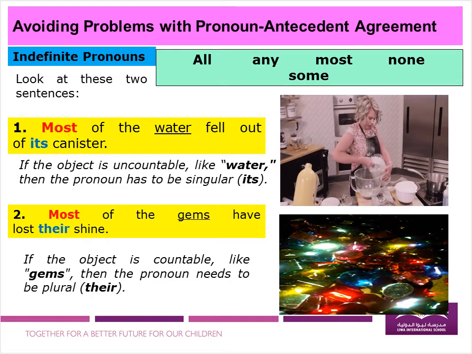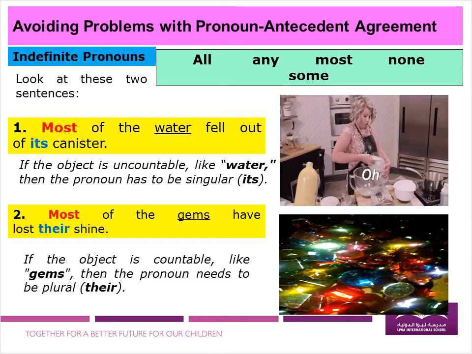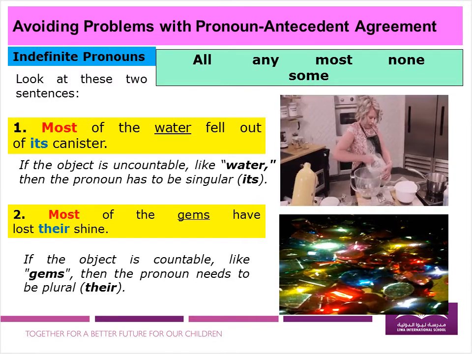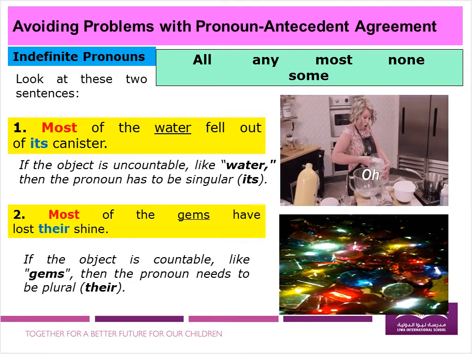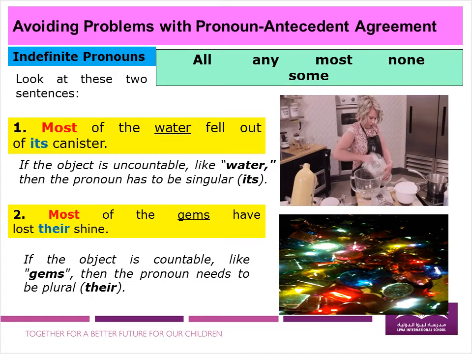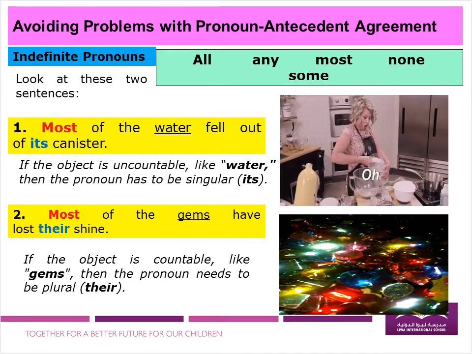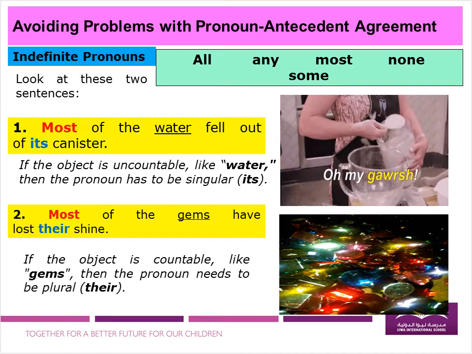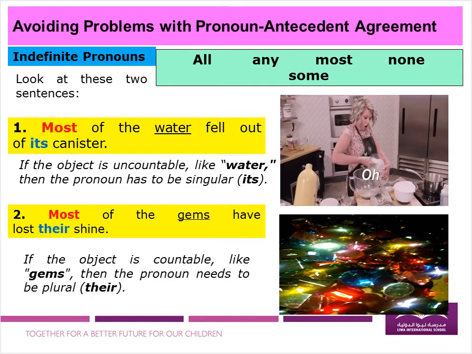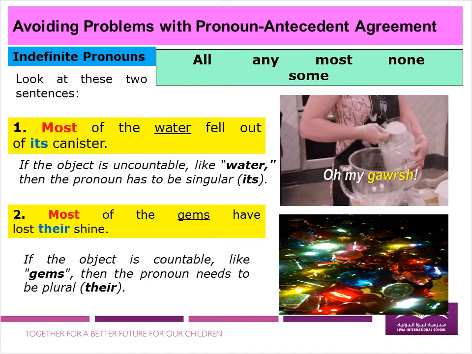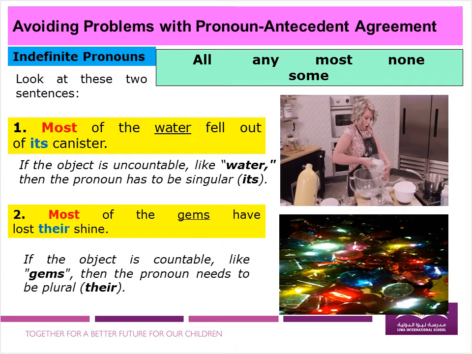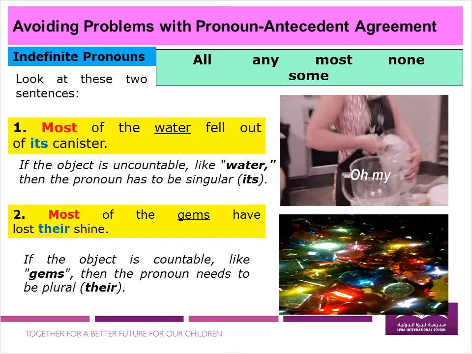Because for number 2, my antecedent is most, the same as number 1. However, the underlined word here is gems. If the object is countable, and countable means that's the time we can count it into pieces, like gems, then the pronoun needs to be plural, their. So that's the difference between the two. You have to check whether the object is uncountable, then you will use its. If the object is countable, then you will use their as the pronoun.